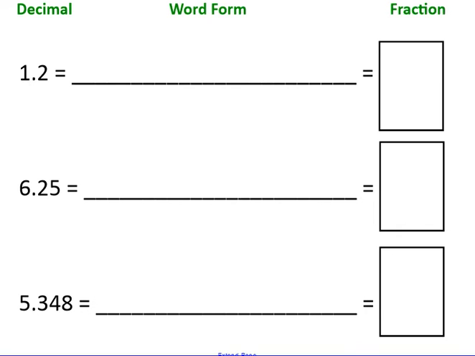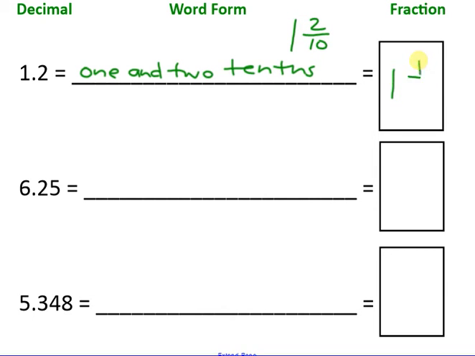Okay? All right, you try these 3 on your own. Actually, nope, let's do these together because we have some whole numbers here. This here has a whole number in front of it. So this is 1 and 2/10. The 1 is part of your whole number for your fraction. It's going to be a mixed number. And then 2/10. Now, can I simplify? Yes. So that's going to be 1 and 1/5.